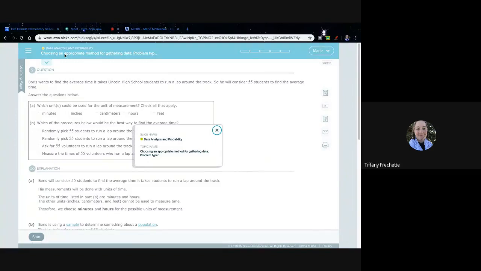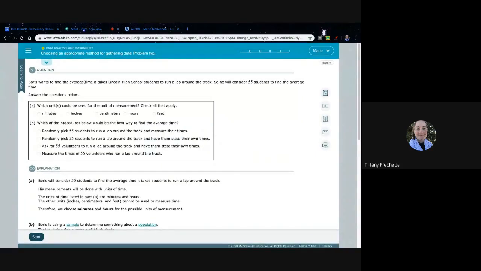Choosing an appropriate method for gathering data. Problem type 1. All right, let's go ahead and read this first. So Boris wants to find the time it takes Lincoln High School students to run a lap around the track. So he will consider 55 students to find the average time. Now we get two questions.